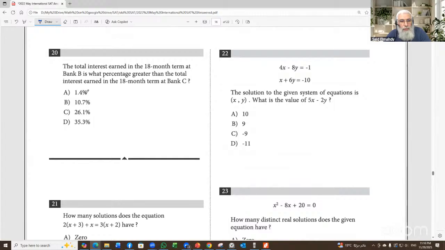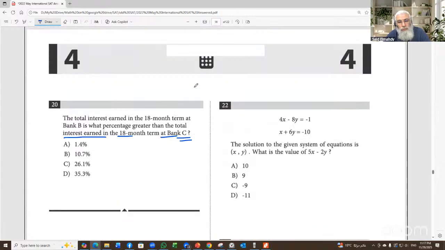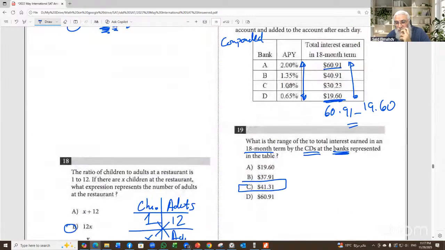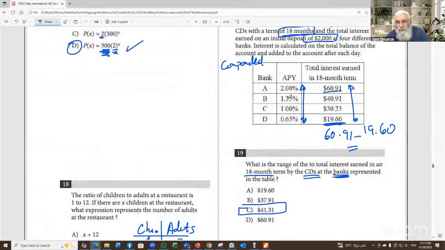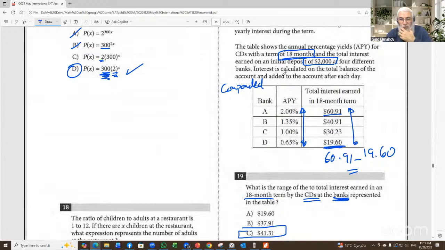Number 20, the total interest earned in an 18-month term at Bank B is what percentage greater than the total interest earned in an 18-month term at Bank C? So Bank B and Bank C, interest is calculated on the total balance of the account and added to the account after each day.